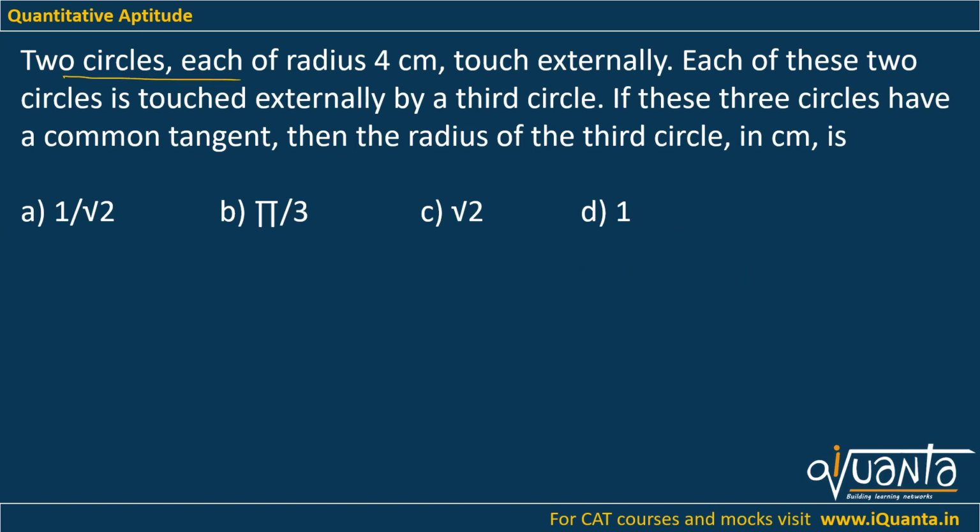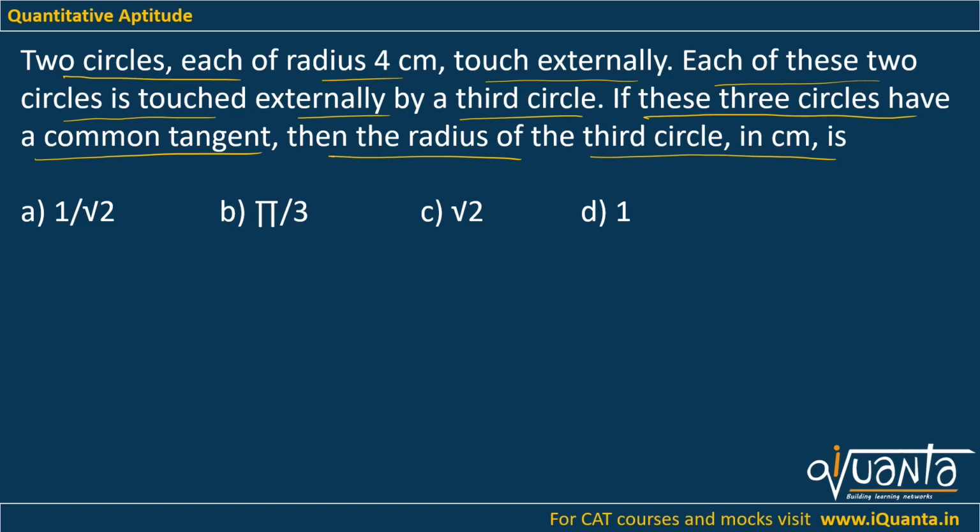Two circles, each of radius 4 cm, touch externally. Each of these two circles is touched externally by a third circle. If these three circles have a common tangent, then the radius of the third circle in centimeters is.